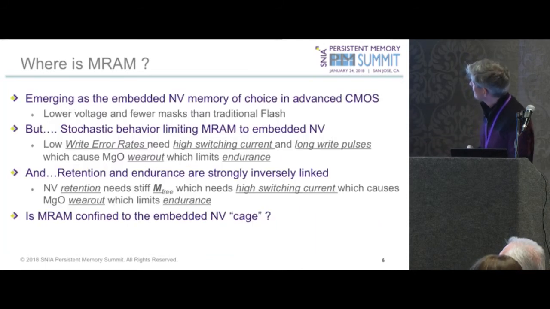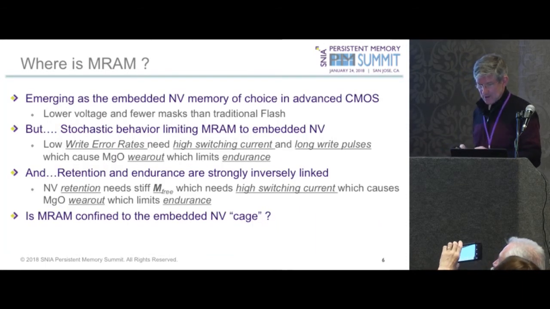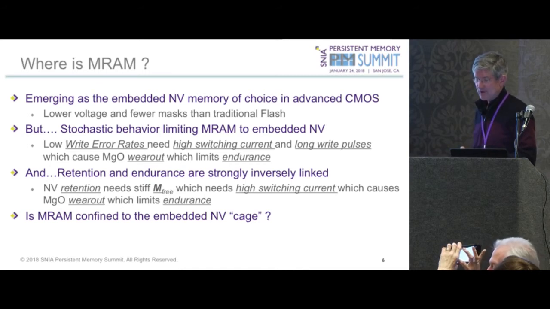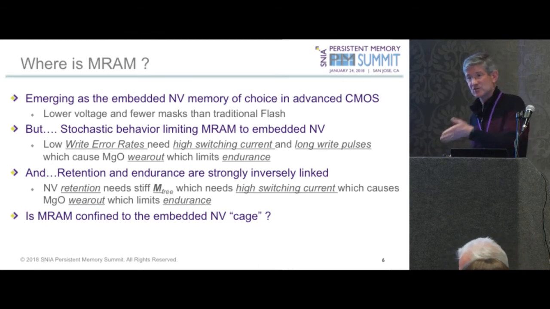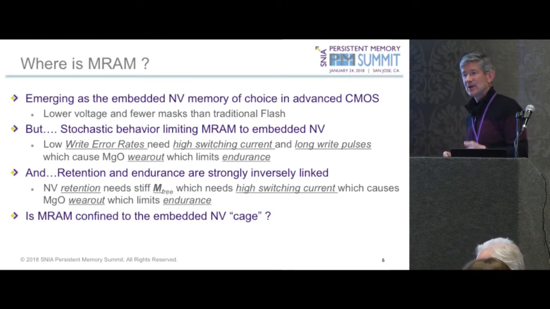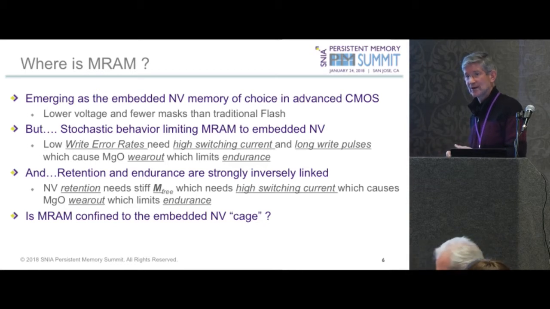So where is MRAM? Like I said, it seems to be emerging as the embedded non-volatile memory of choice in advanced CMOS. It has lower voltage and fewer masks than traditional flash. Flash is reaching the limitations as regards cost and embeddability into advanced CMOS.